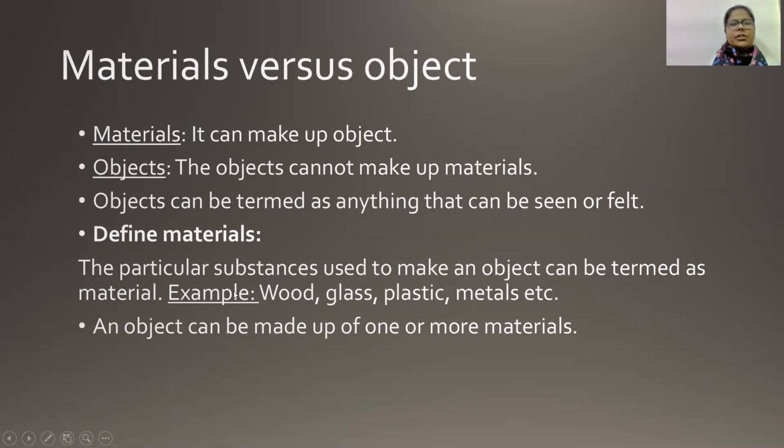Examples of materials are wood, glass, plastic, metals, etc. You might also notice that an object can be made up of more than one material. It is not necessary that an object is always made up of only one material. Take the example of your pencil. Sometimes it has a body of plastic or sometimes a body of wood, and inside the pencil, the lead is made up of graphite. So an object can be made up of either one material or more than one material.